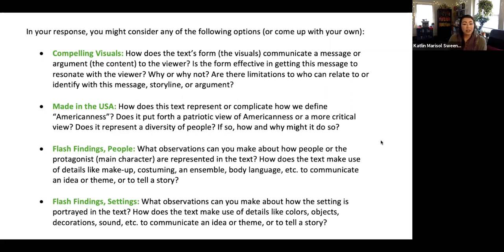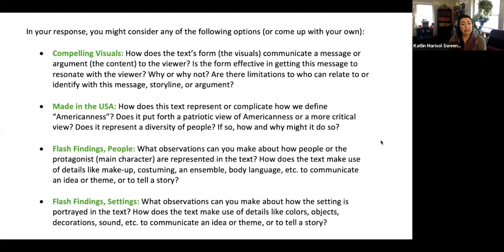Your third option is Flash Findings: People. What observations can you make about how people, or the protagonist, the main character, are represented in the text? How does the text make use of details like makeup, costuming, an ensemble, body language, etc., to communicate an idea or theme or to tell a story?